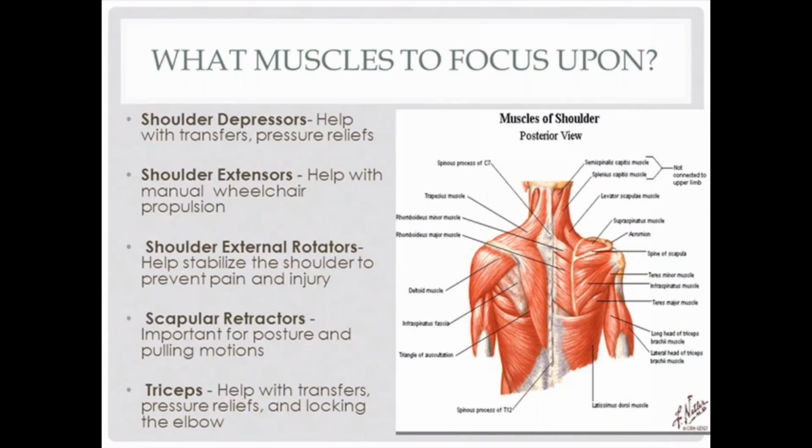And then when you have a patient with paraplegia, these are the muscles that you should focus on. Your shoulder depressors, assist with transfers and pressure reliefs. Your shoulder extensors, helping with manual wheelchair propulsion. Your shoulder external rotations, they stabilize the shoulder because once you're sitting in your wheelchair, normally your hands are resting on your lap and you're more so in an internally rotated position in both your shoulders. So being able to do the external rotation to open that up, that will be one of the great ones for you. Scapular retractors, in terms of posture and pulling motion, and also your triceps.